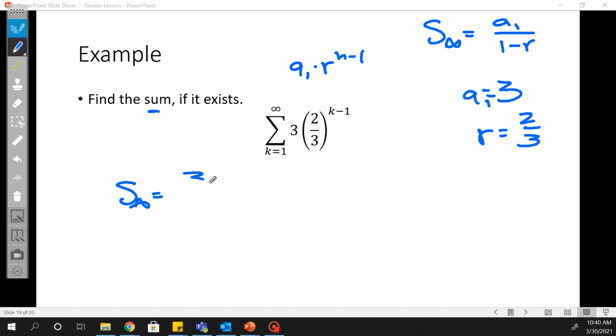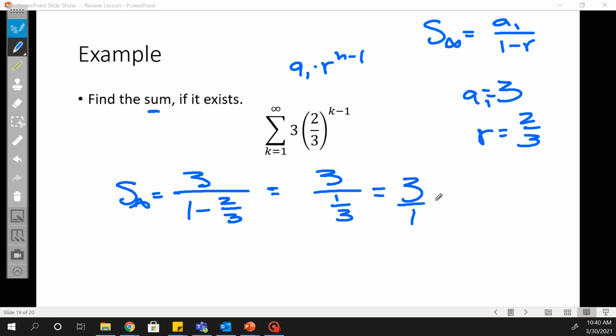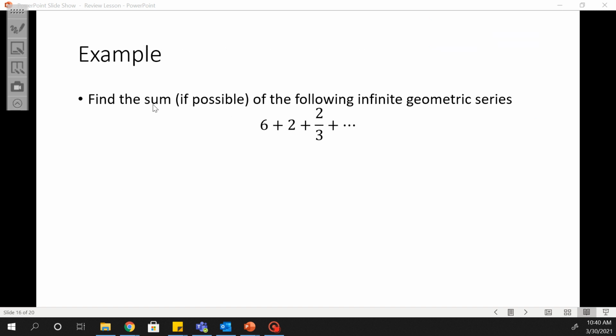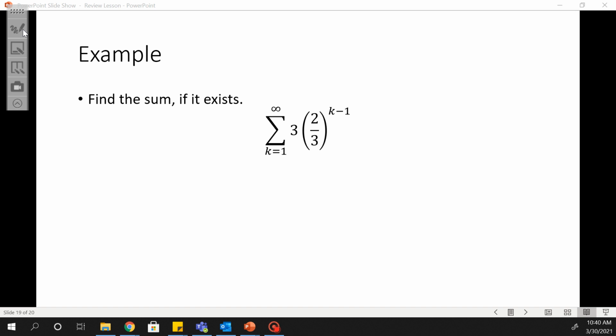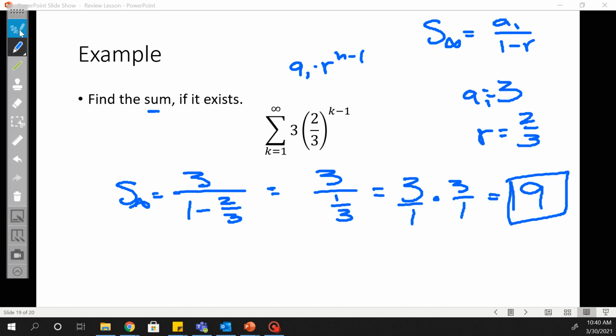So a1, which is 3, over 1 minus 2 over 3. 3 over 3 minus 2 over 3 is 1 over 3. That's 3 over 1 divided by 1/3, so that's times 3 over 1. Is this one also 9? Did I use the exact same one? I didn't. It just kind of came out that way. It's kind of weird. All right. The sum here is 9. Interesting.